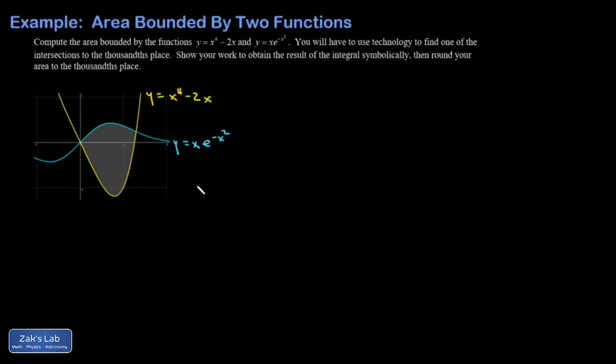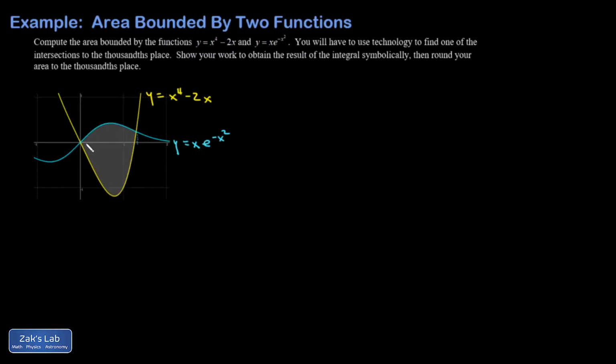All right, I want to find the area bounded by two functions, and I have this upward facing polynomial function x to the fourth minus 2x, and then I have the function x e to the negative x squared. And one of the things I need to do prior to really getting into the problem is to find the intersection of these two curves over here.